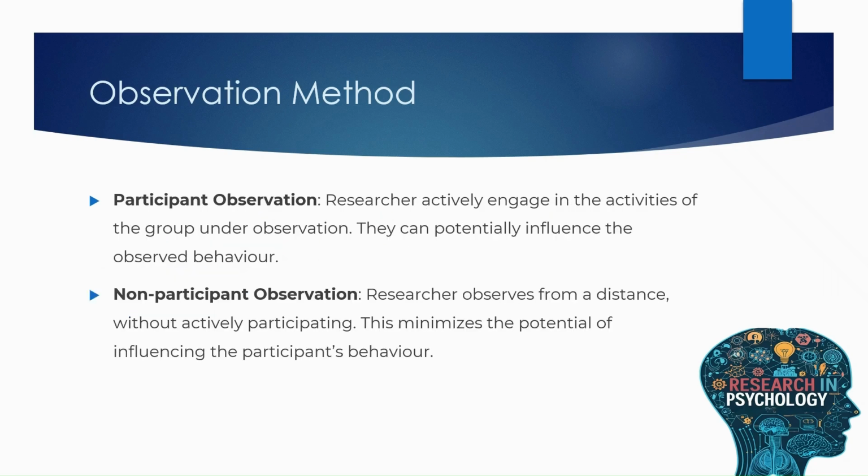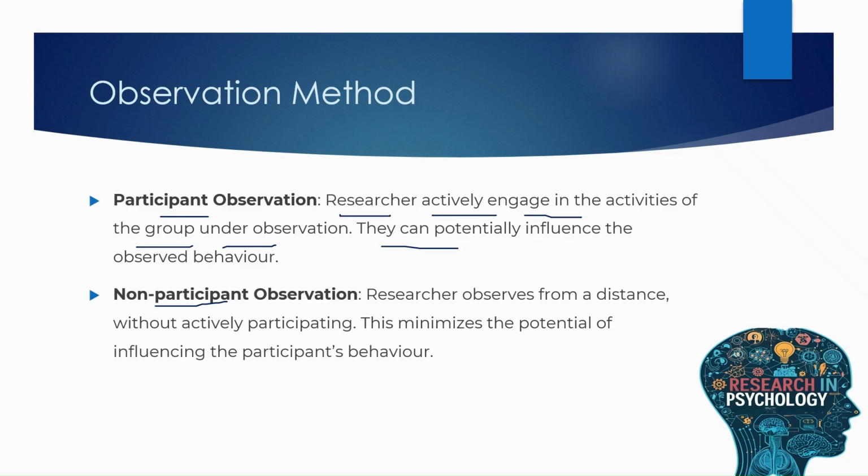So observation method could be done in two ways. First is the participant observation, where the researcher becomes a participant of the phenomena or the event that is being studied. Second is non-participant observation, where the researcher is not going to be a participant but simply a bystander or someone who's watching the things unfold, right? So the first, participant observation, the researchers actively engage in the activities of the group under observation.